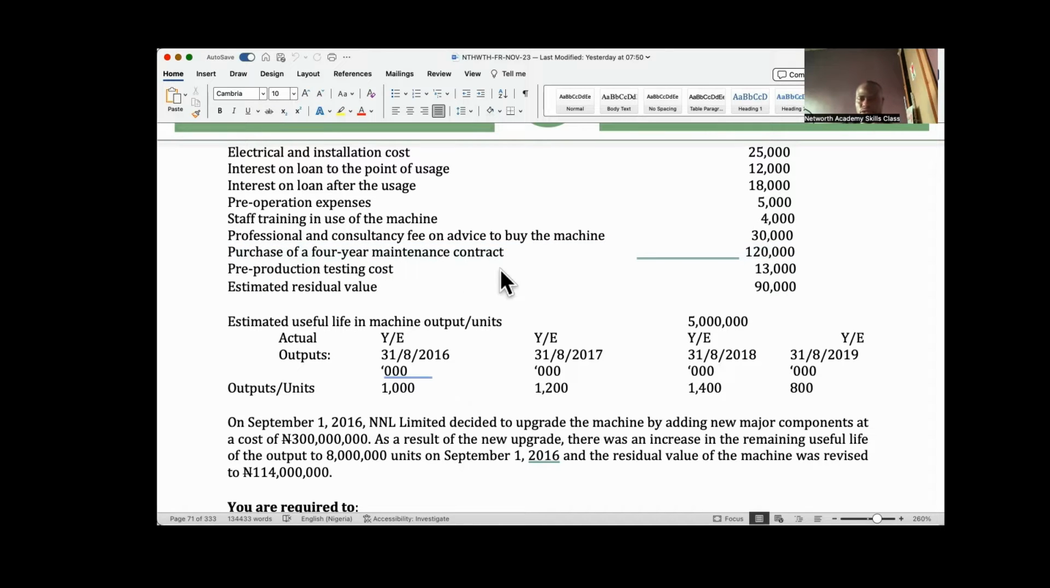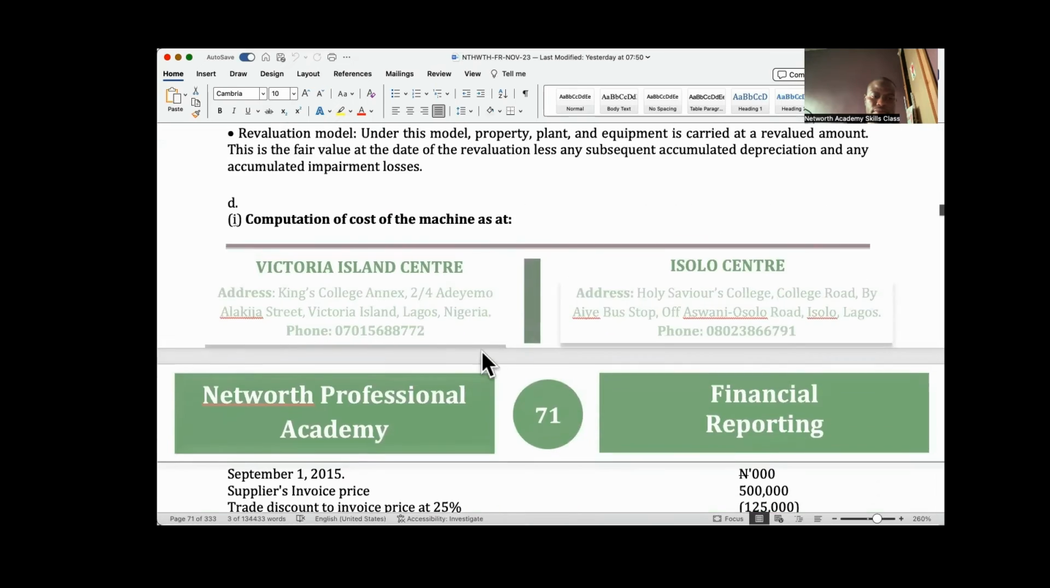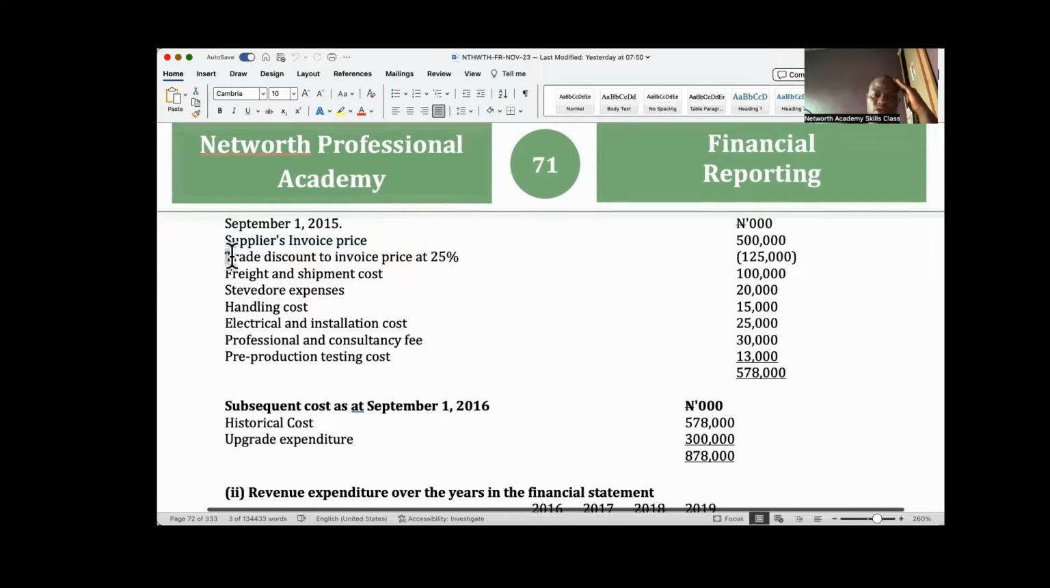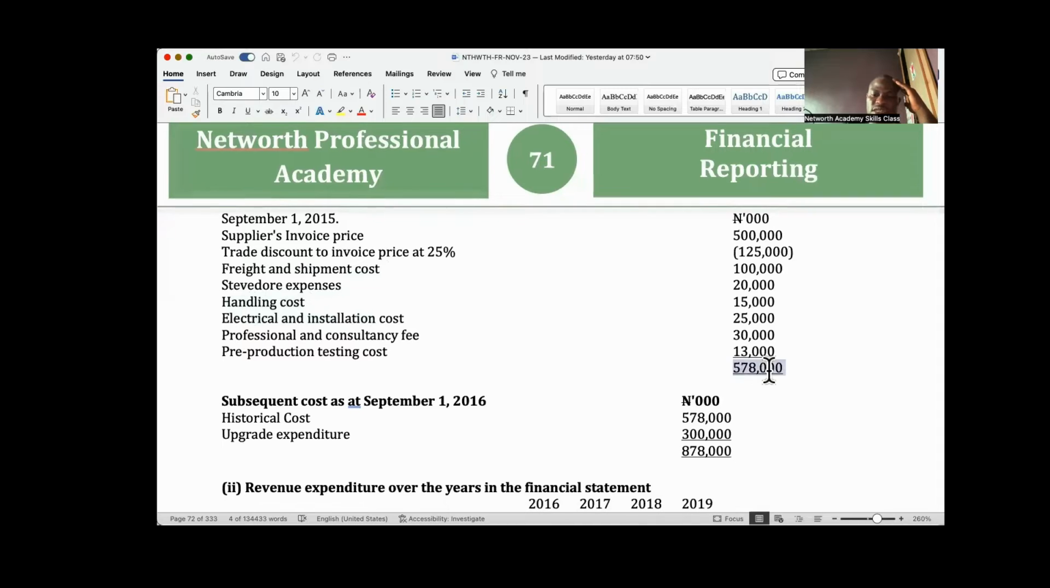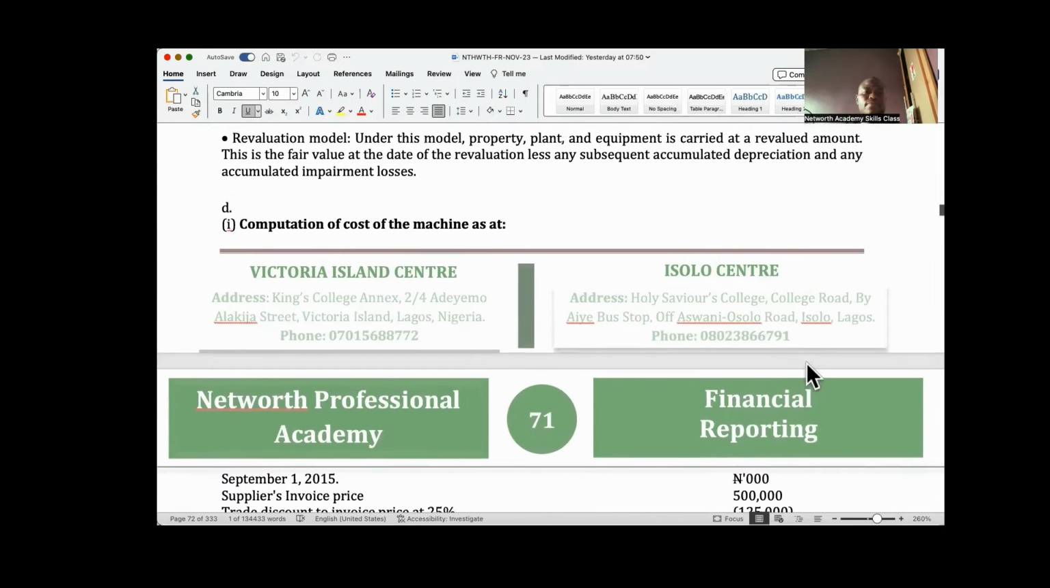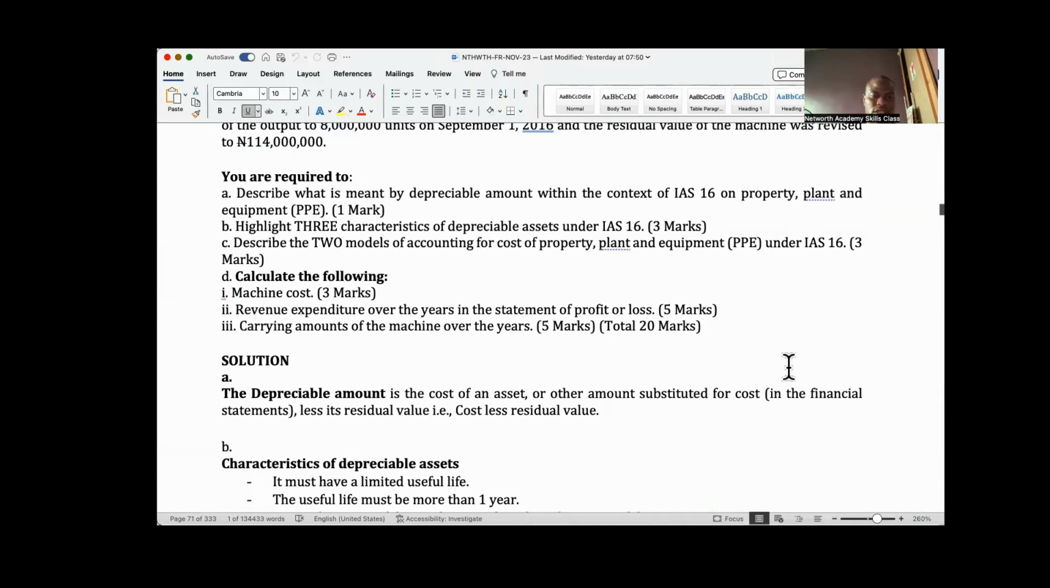Okay, and that's all. This one is a residual value. This one is for determining depreciation. Okay, so let's go and check the solution here. So we got everything correctly. As at the date when they bought the machine, cost is the supplier's invoice, 500,000. We deducted trade discount, and added freight and shipment cost, stevedore, handling, electrical and installation, professional and pre-production costs. That gave us an initial cost of 578,000. Okay. So we are done with the A parts. That's 3 marks.